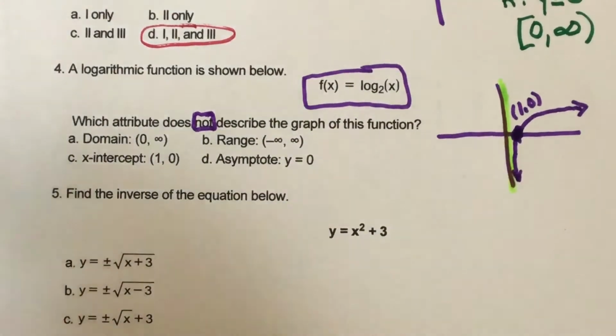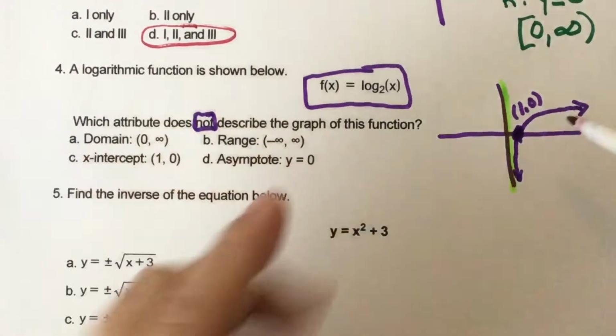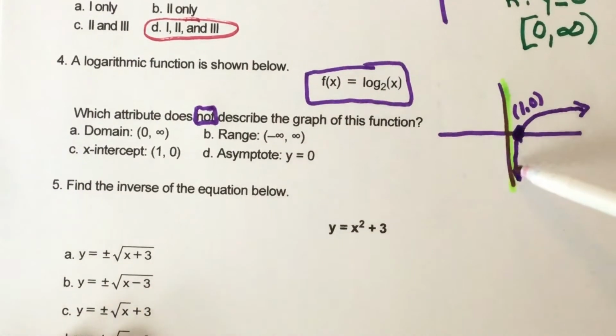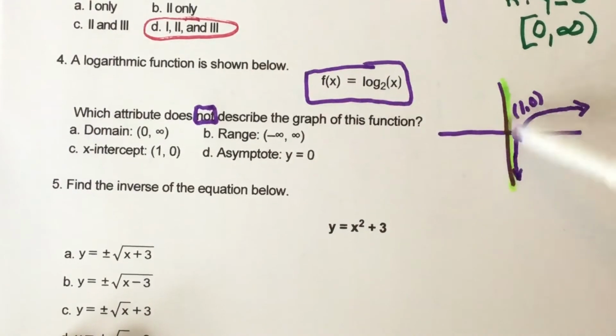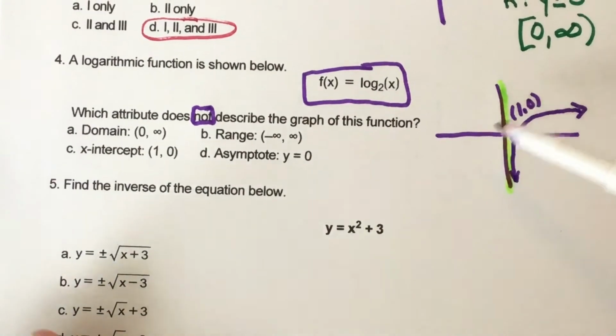Okay, so let's talk about domain. Domain is left and right. This graph is definitely going forever right, and it looks like it's going to go forever left because when you go left, you hit an arrow. But the problem is that the asymptote stops it from going forever left because this graph is not allowed to touch or cross this. If this graph can't touch or cross the y-axis, then the graph will never be over here.